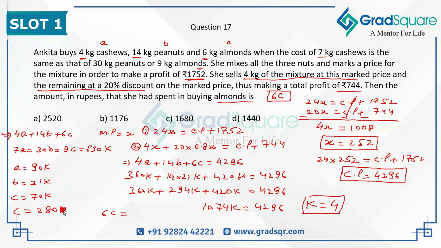So I'm removing this K from here. So 6C is the value that you need, which is 4 into 280 into 6, which is 1680 as your answer.